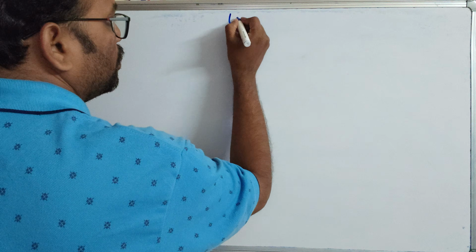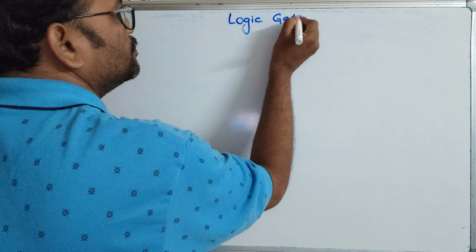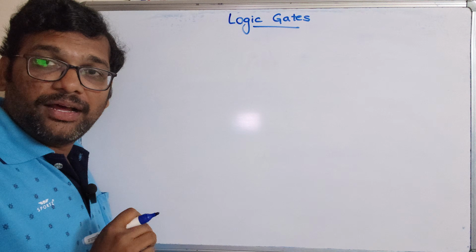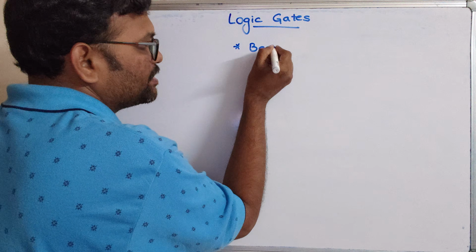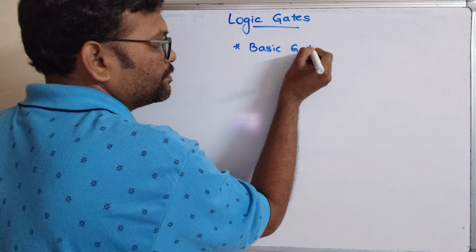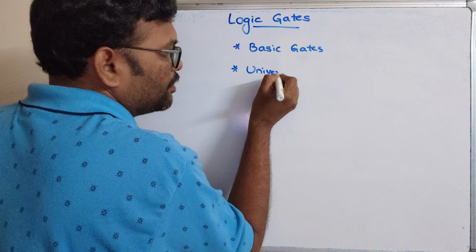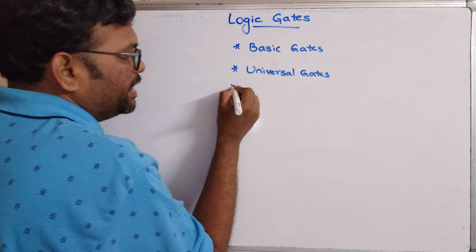Today we will see a concept of logical gates in digital logic design. So logic gates. Here the logic gates are classified into three categories. One is basic gates, universal gates, and exclusive gates.